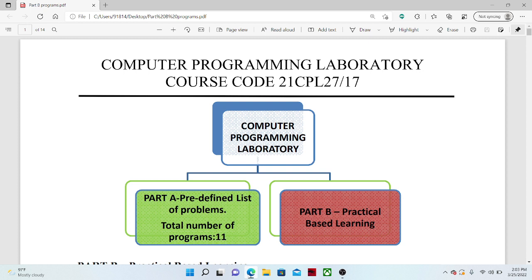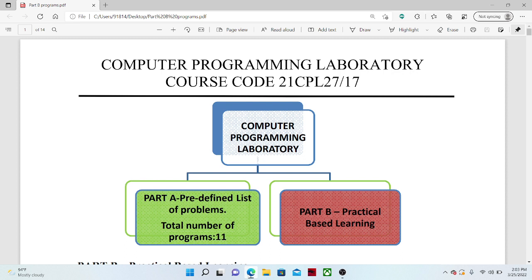Today I am going to discuss what the different problem statements are that may be asked in part B of the computer programming laboratory. The subject code is 21CPL27/17.